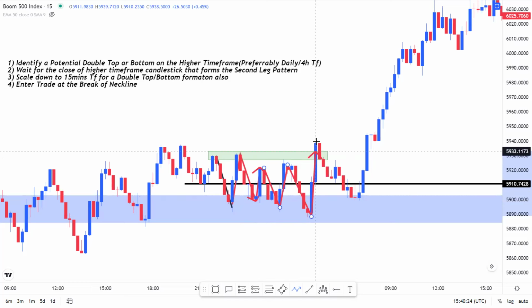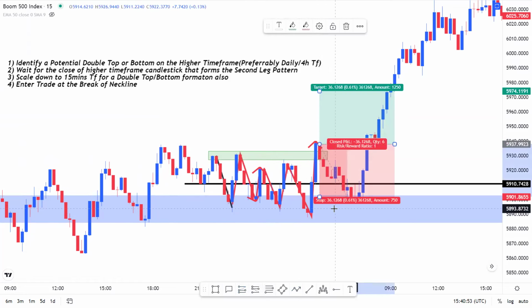We had the nice price rally breaking above this neckline of the double bottom pattern. And now it says what? Enter trade at the break of the neckline. Now this is where typically I want to go in for buys as soon as I have a candlestick break and close above the neckline of the 15 minutes time frame, the lower time frame, double bottom pattern.